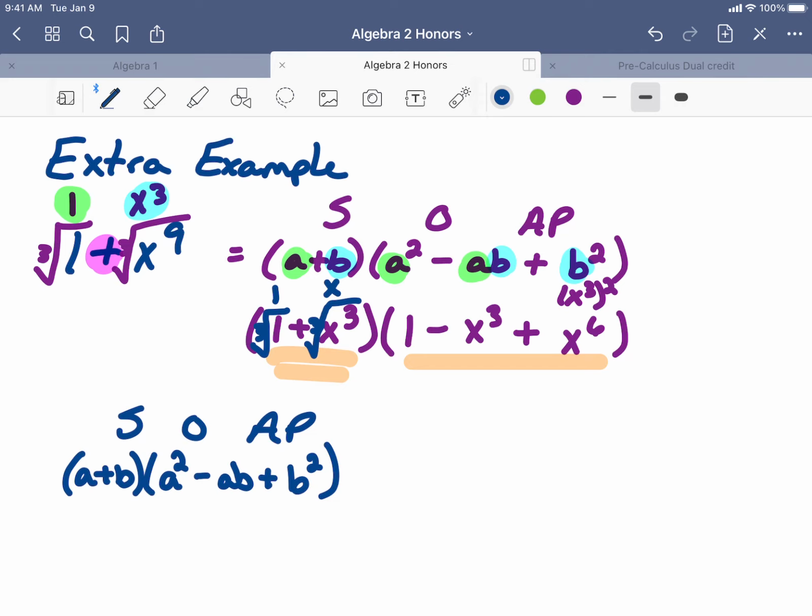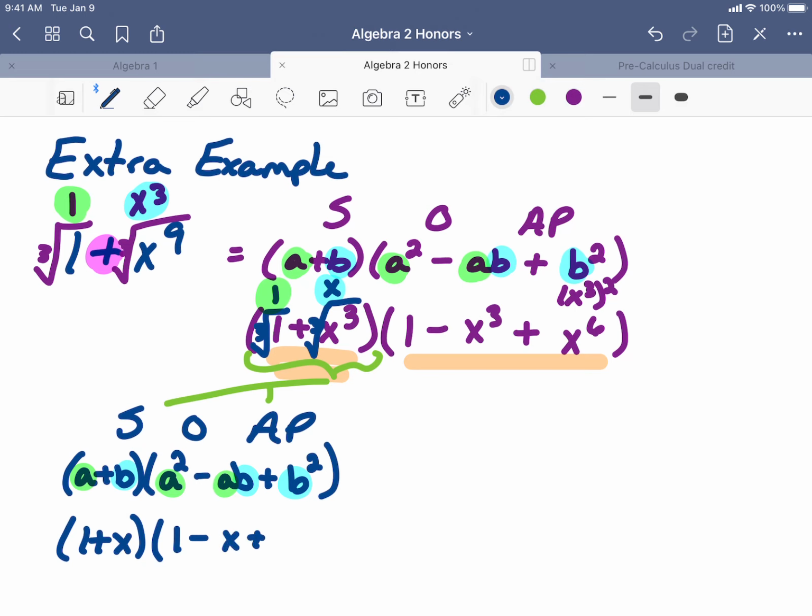But now whenever I do it, I'm actually plugging in these numbers here. So I'm going to do 1 for my a's and an x for my b's. So now we've got this. This one right here is splitting up into these two factors right there. Okay? So I'm going to fill those in. It says a plus b, so what am I going to write? 1 plus x. And then parentheses, it says a squared, so 1, minus a times b, x, plus, it says b squared, so x squared.